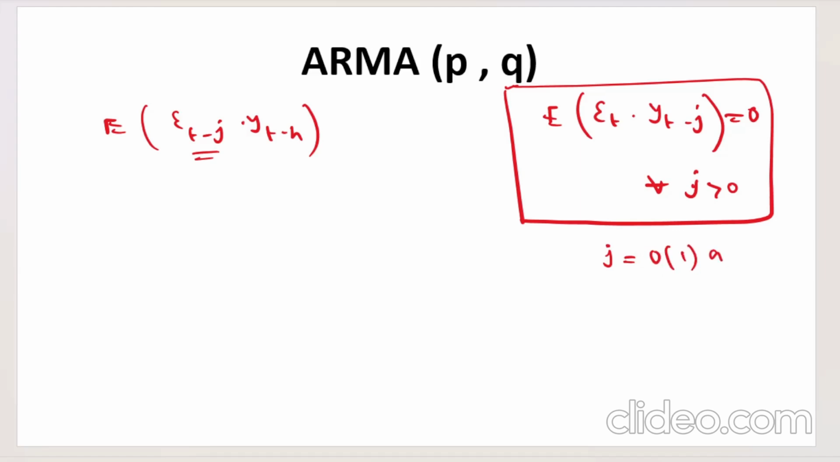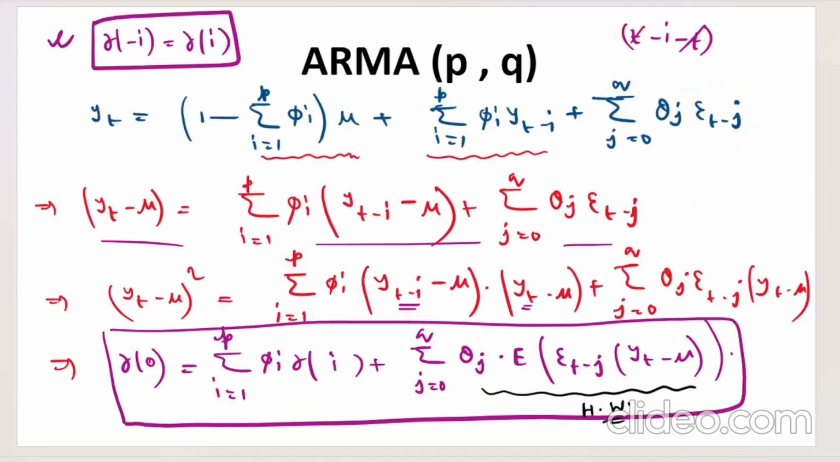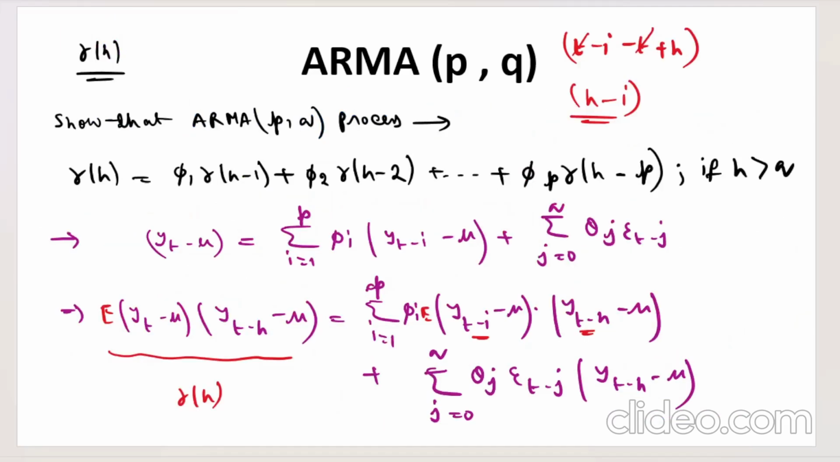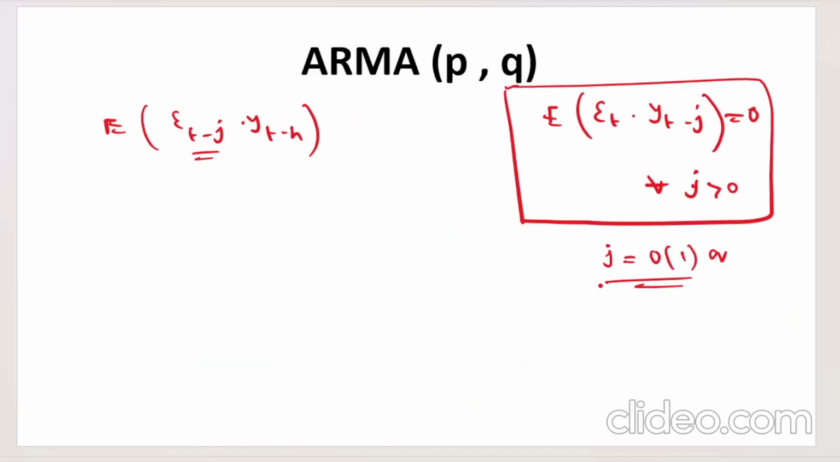So this is from 0 to q basically. From the original equation, when I gave you the definition, j varies from 0 to q. Now the suffix of y has to be less than t minus j, sorry. I hope you understood what I am trying to tell you. So this has to be less than t minus j in order for this to be 0, right?